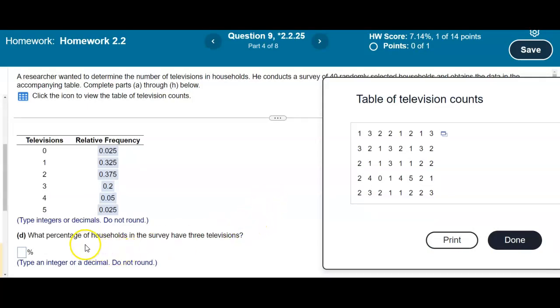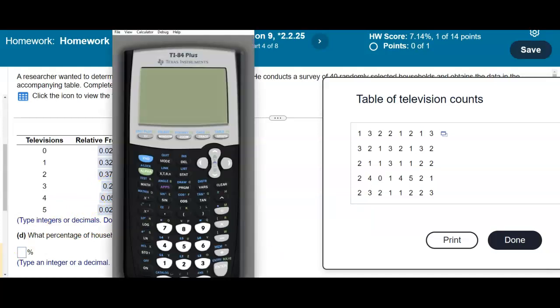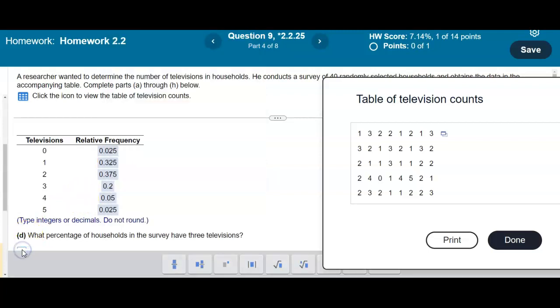Okay, now it says what percentage of households in the survey have 3 televisions? Now, this is in a proportion, so it's 0.2. We want to convert this into a percent. So that means that we would take 0.2 and multiply it by 100%. If we multiply it by 100%, we're going to get the value of 20. So therefore, that would equal 20%.